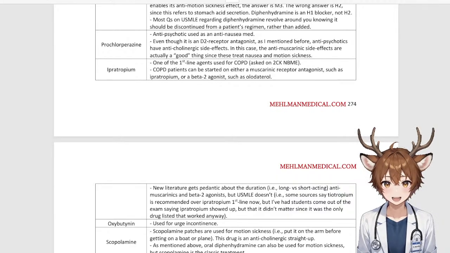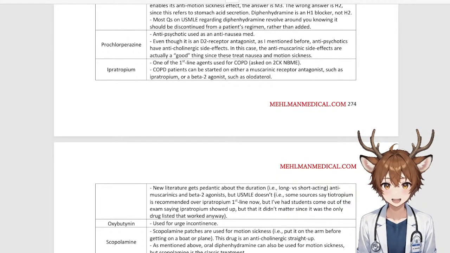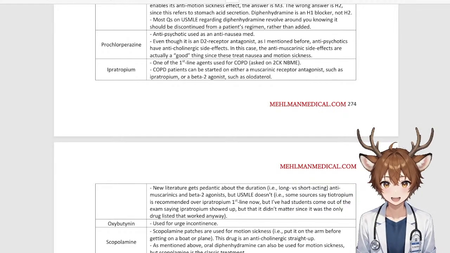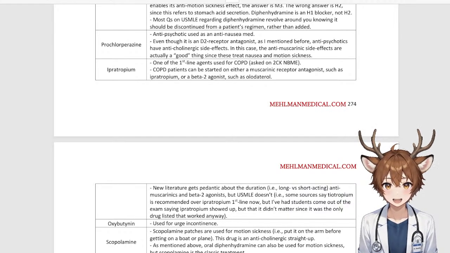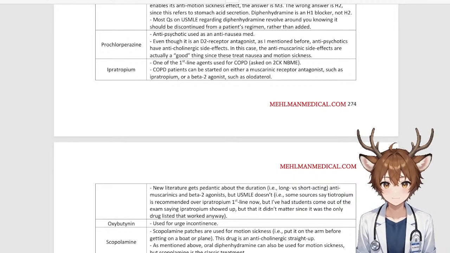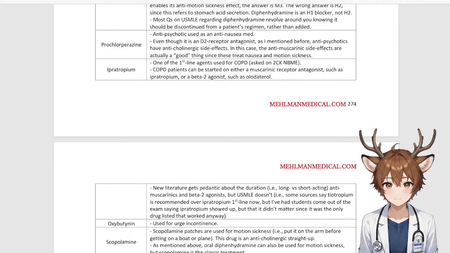Prochlorperazine, an antipsychotic used as an anti-nausea medication. Even though it is a D2 receptor antagonist, as I mentioned before, antipsychotics have an anticholinergic side effect. In this case, antimuscarinic side effects are actually a good thing since these treat nausea and motion sickness.